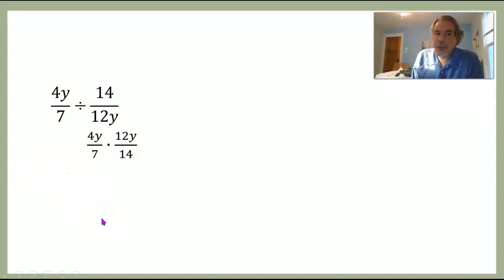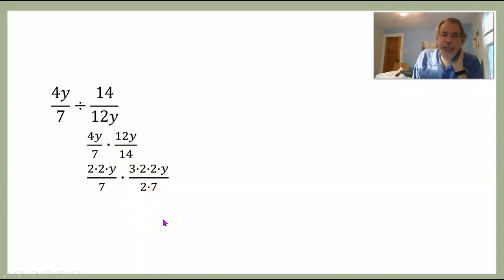Now, do you see anything we can factor? Well, we can break the 4 apart into 2 times 2. 12 would be 6 times 2, or 3 times 2 times 2. 14 would be 2 times 7. And does anything cancel? It's got to be the same on top and on the bottom to be able to cancel. And the only thing we can do that with is one of the 2's on top with this 2 on the bottom. That's all. No more common factors that appear in both the numerator and the denominator.